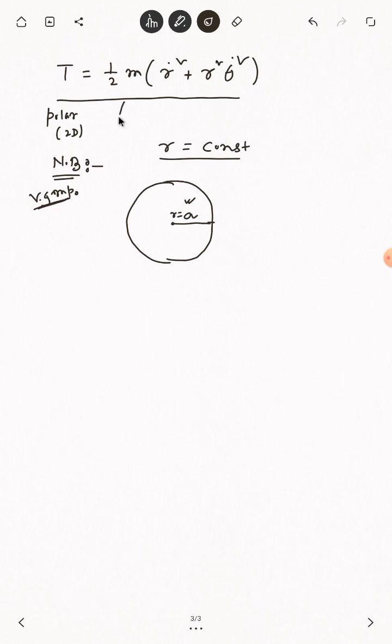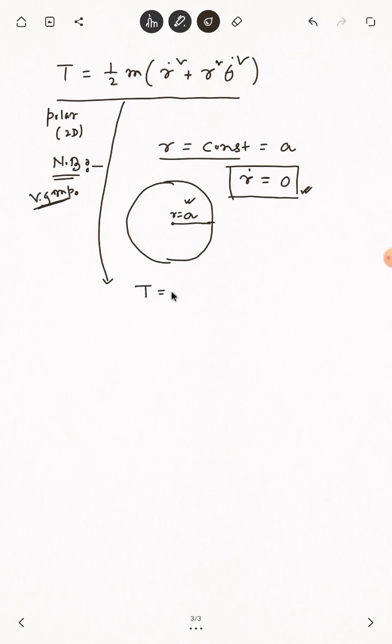So in that case, what will be the final expression for kinetic energy? If r is constant, say a, then r dot will be 0. It is clear that the derivative of something which is constant will always be 0. So the kinetic energy T will become half m into r dot, but it is 0, plus here we should take r as a, so a square theta dot square. So ultimately this becomes half m a square theta dot square.